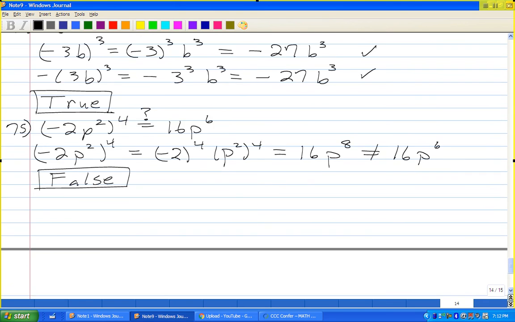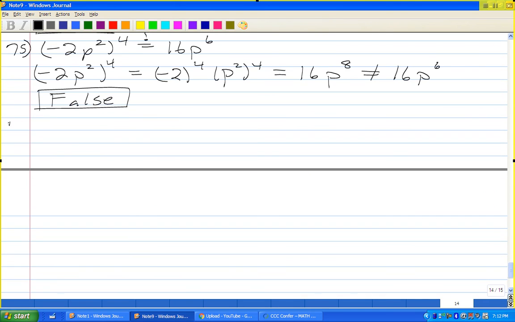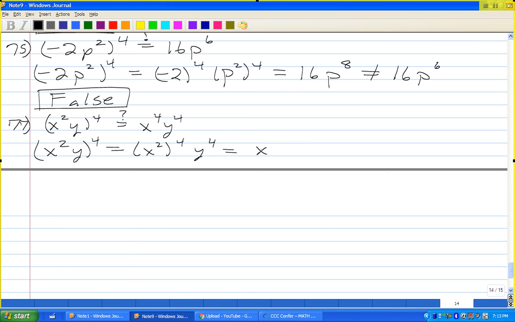77. X squared y, to the power 4, equal to x to the 4 y to the 4. X squared y to the power 4 is equal to, raise each of these inside the parentheses to the power 4. 2 times 4 is 8. Well, x to the 4th is not the same as x to the 8th. And so again, this is false.